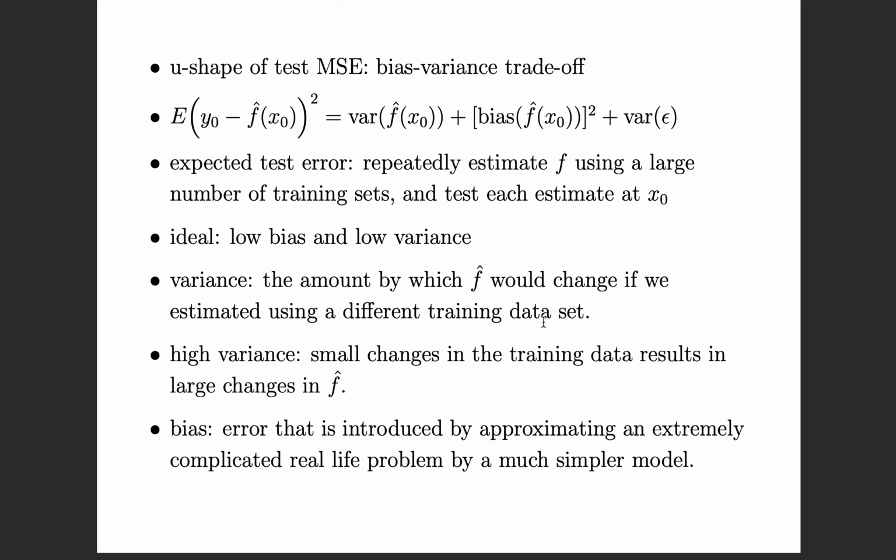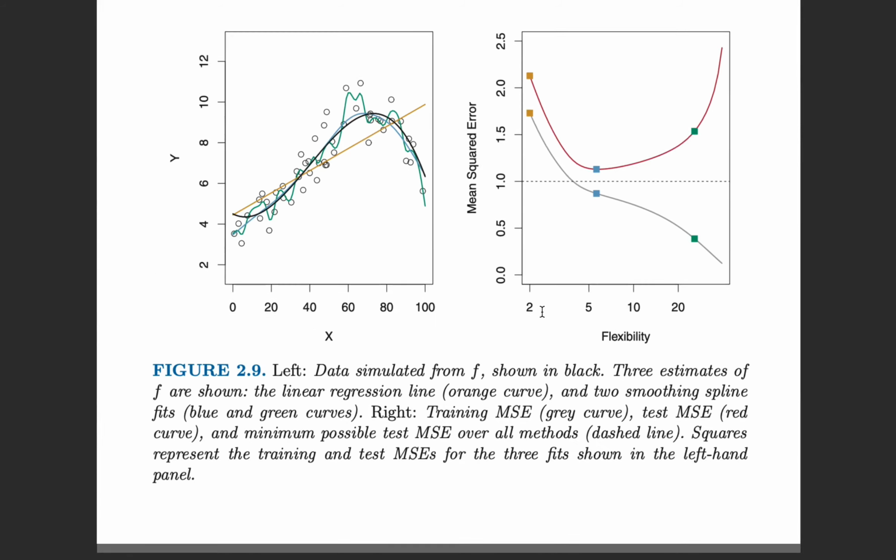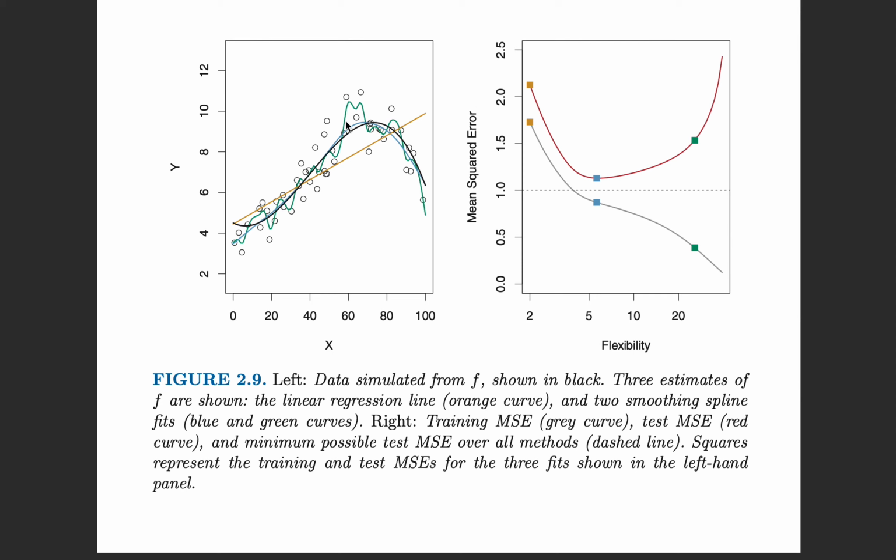What is the variance? The variance is essentially the amount by which f hat would change if we estimated using a different training set. Here, look at this. This green curve is going up and then down, and then it's going up and then down. Why is that happening? Because there's this circle here, and this circle here, and this circle here, and obviously this fitting method is trying to pass through these circles as close as possible. And that's why we have this going up and down, up and down.